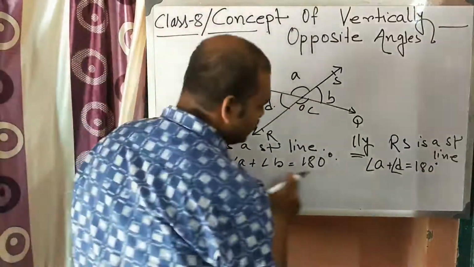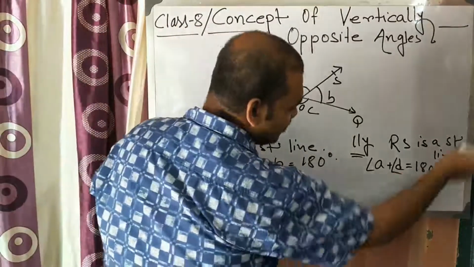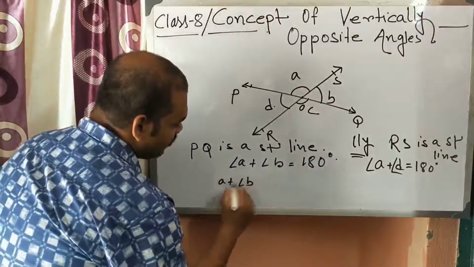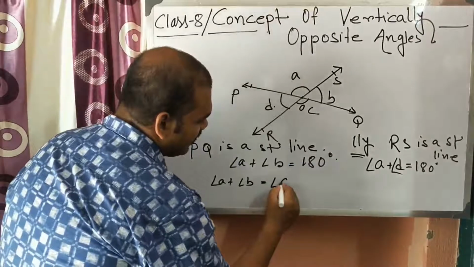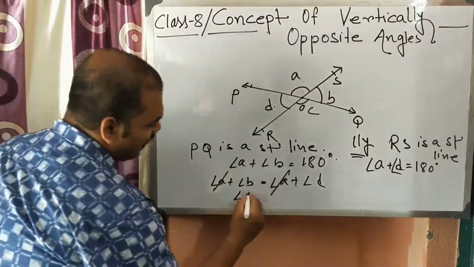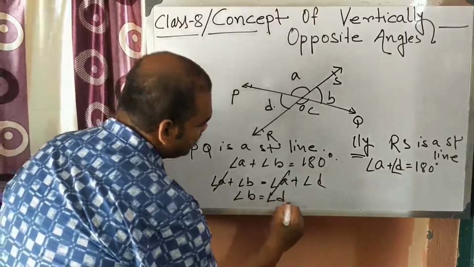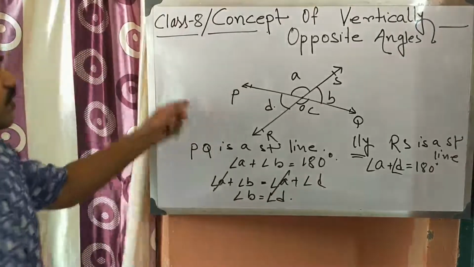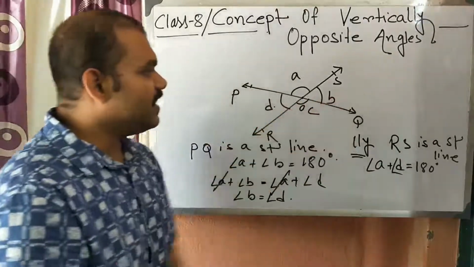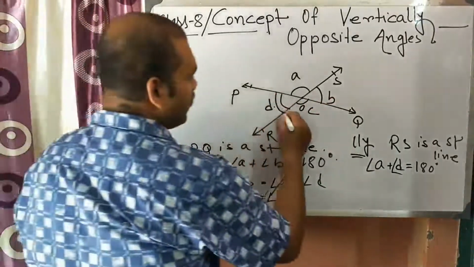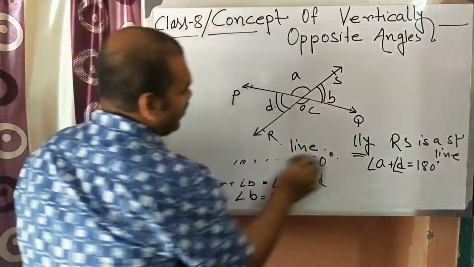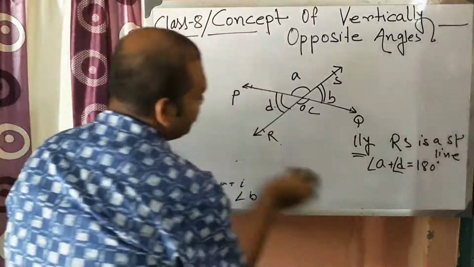So A plus B equals 180 degrees and A plus D equals 180 degrees. So we can say angle A plus angle B is equal to angle A plus angle D. So angle A cancels out. So angle B is equal to angle D. So angle B and angle D are equal. This is proved. Next, angle A and angle C are equal.